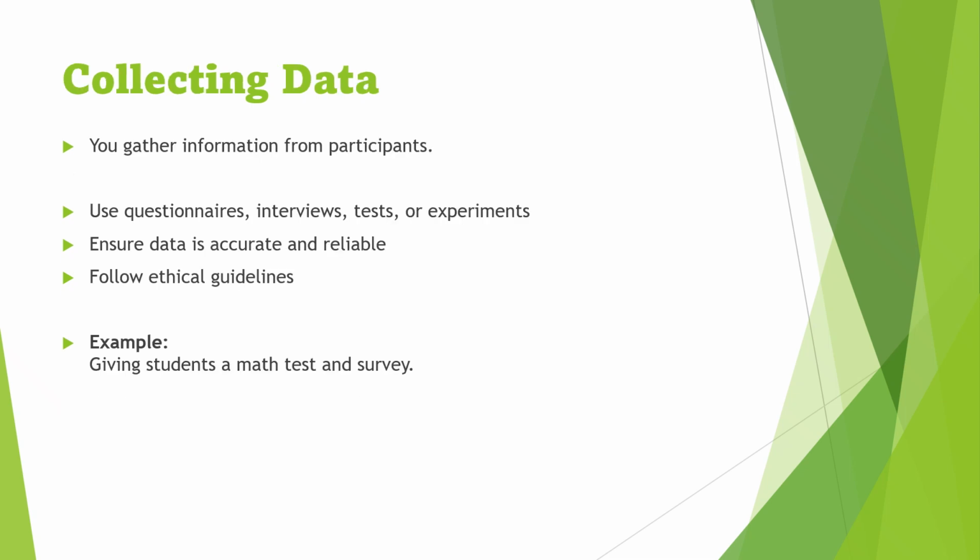Next one is collection of data. This is a main part in research. After collecting the data only you can segregate the data and analyze the data, then only you can make a report. This is the main part in the research process. You gather information from participants or respondents. For collection of data you have several types. You can use questionnaires, interviews, tests, or experiments to collect data from your respondents, and you have to ensure that your data is accurate and reliable according to your research problem, and you should follow ethical guidelines, and you should not cheat while collecting data.